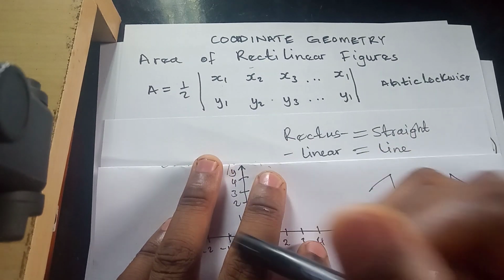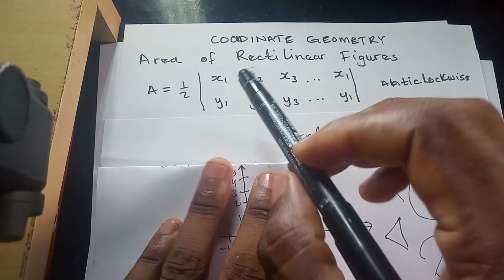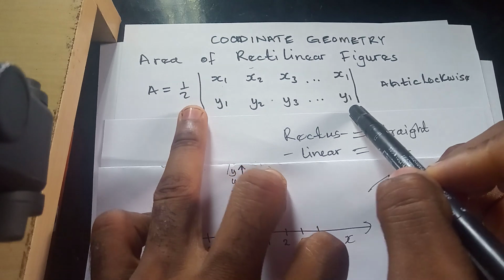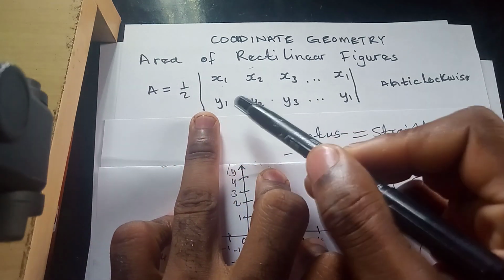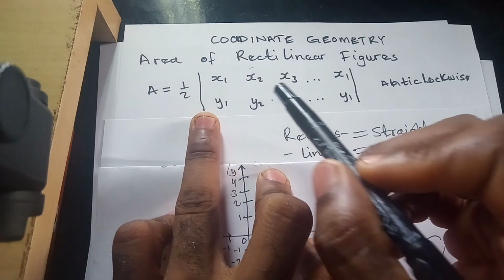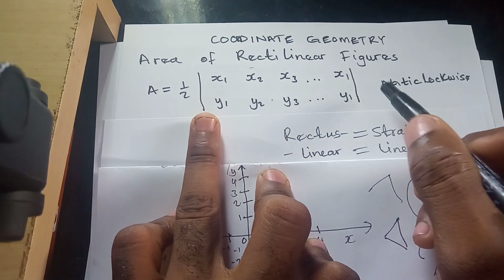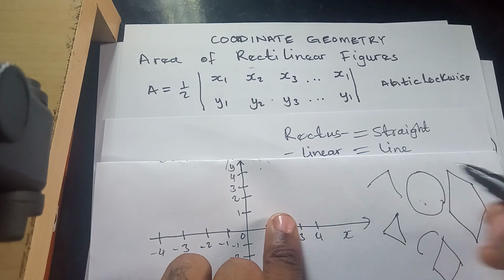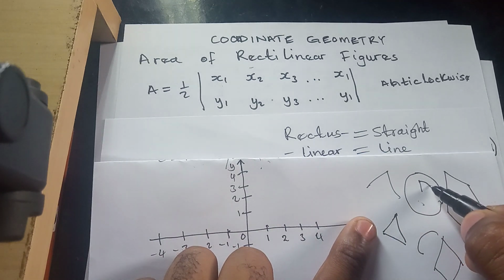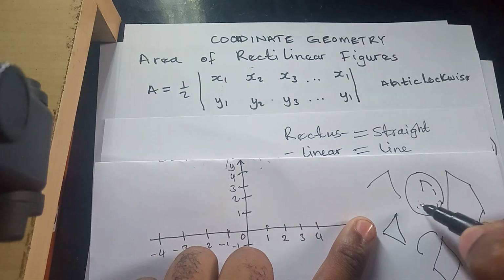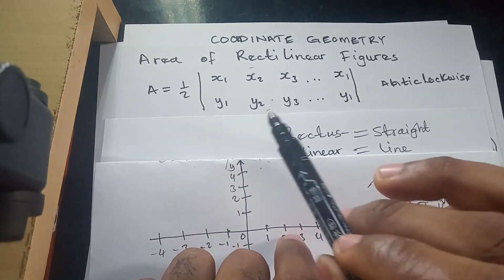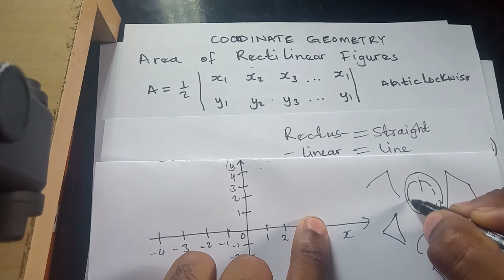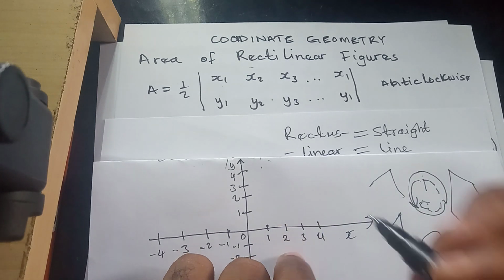To find the area of such a figure, you simply get the coordinates and put them in a matrix like this. I don't know if I should call it a matrix. Then make sure that you are getting the coordinates in an anti-clockwise manner. Your watch normally moves in this direction. This is the clockwise direction. So when you're picking the points, in this case, you pick them in this direction.